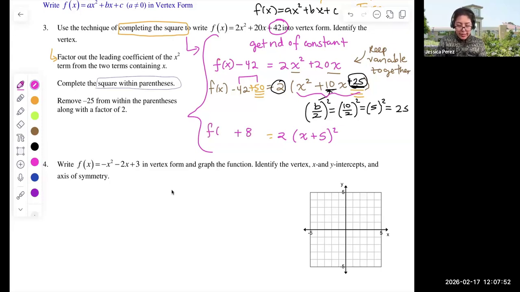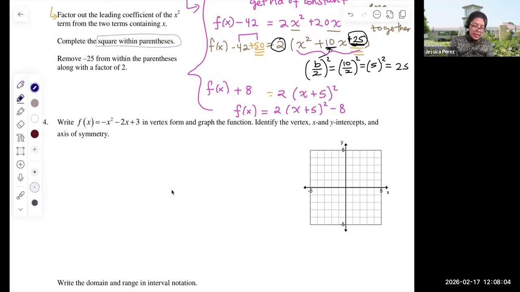And then I have f of x. Now it looks almost done. Now I need to isolate f of x. So it's f of x equals 2 parentheses x plus 5 squared minus 8. Now everything is nice because I can identify that a is 2, h is negative 5, and k is negative 8. This is in the form f of x is equal to a times x minus h squared plus k, which is exactly what we wanted.